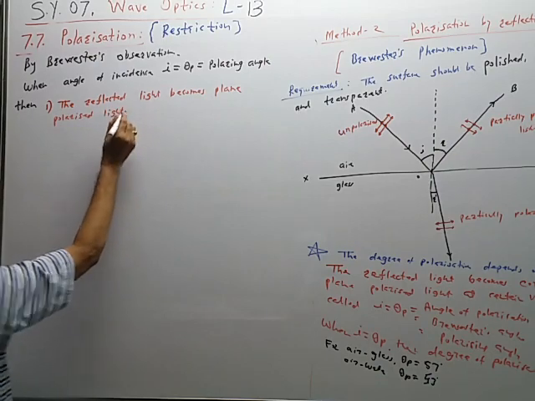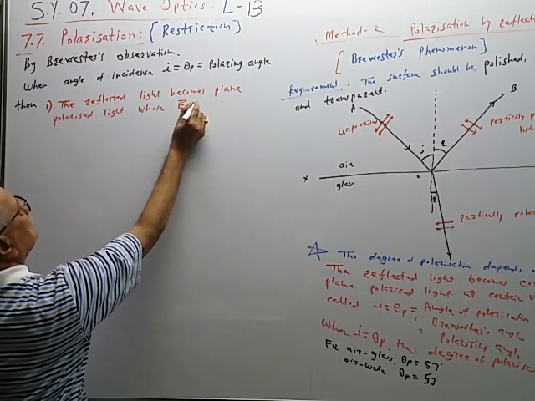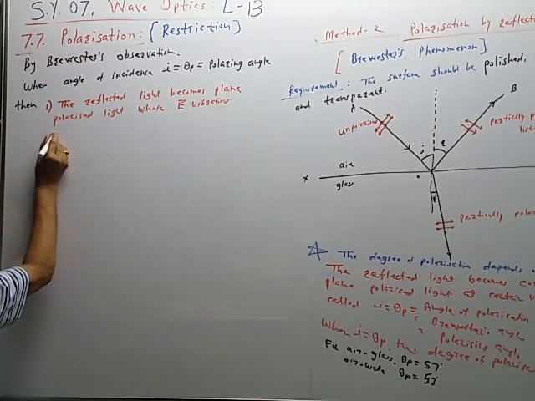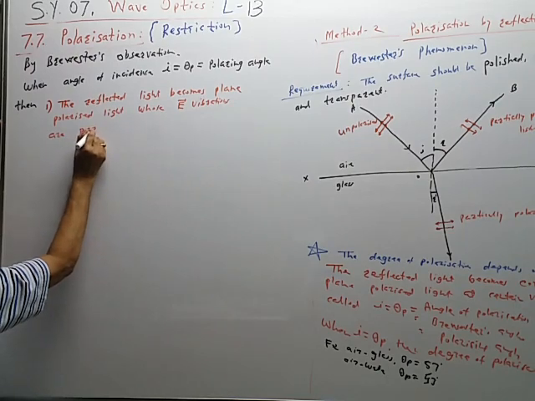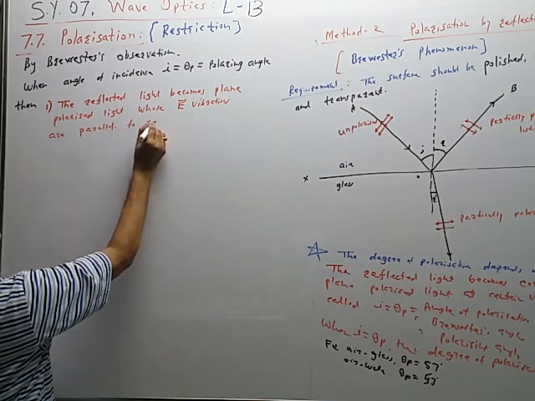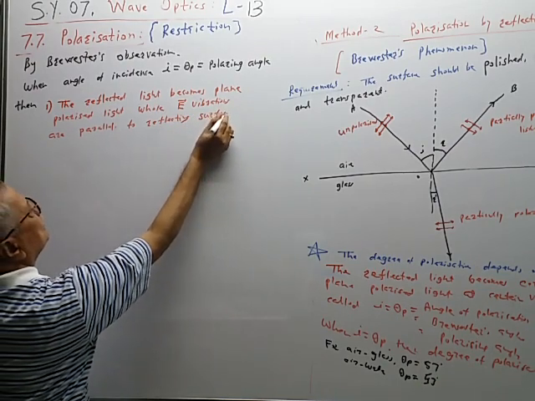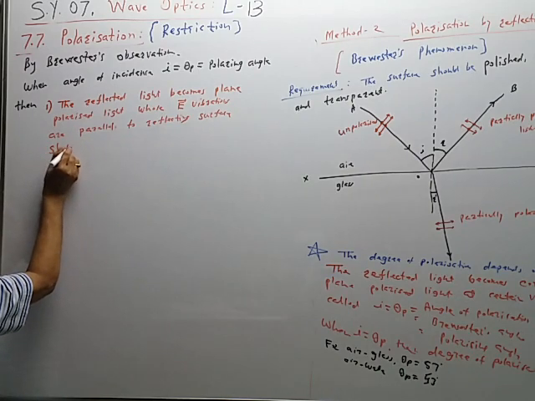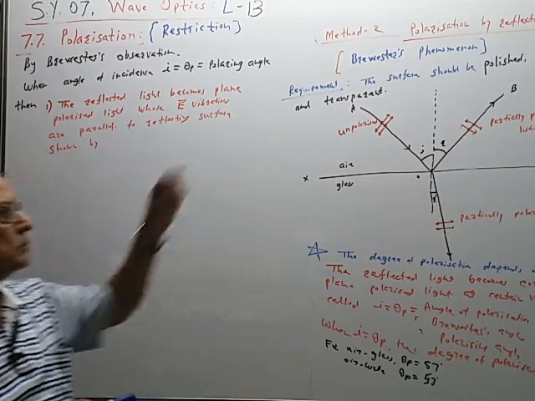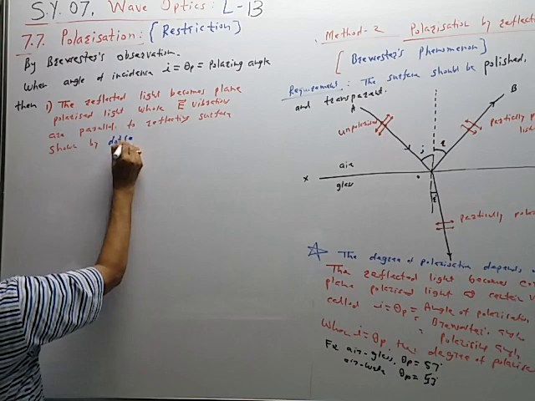Plane polarized light whose E vibrations are parallel to the reflecting surface, shown by dot. In the figure we have shown it, shown by dot, like this.